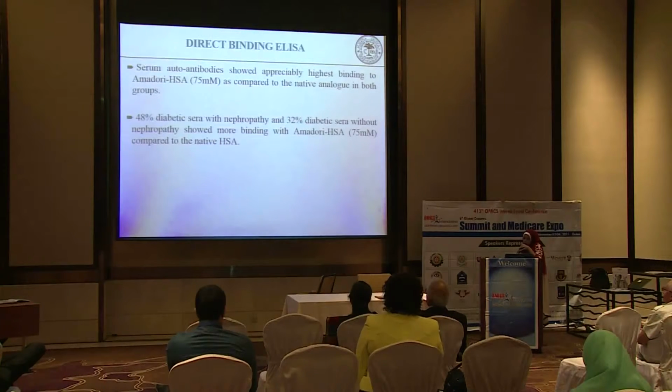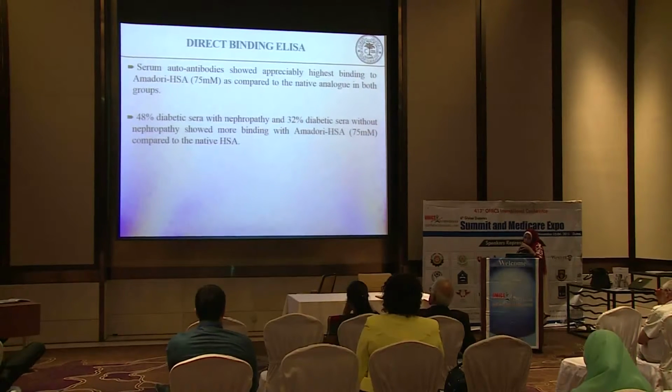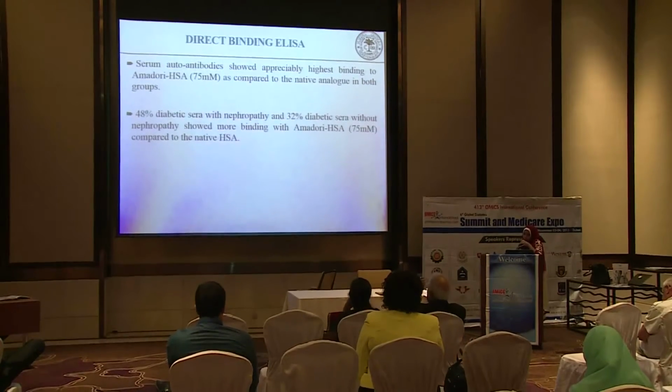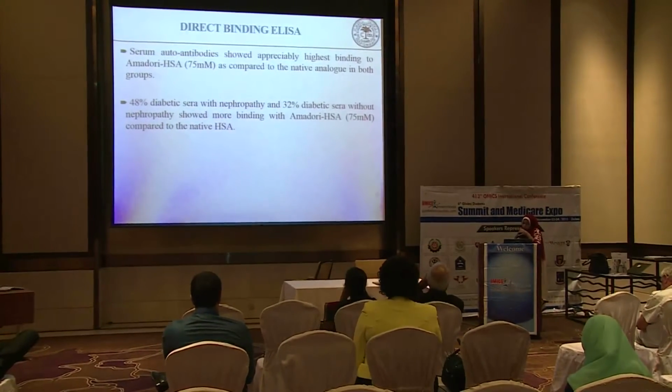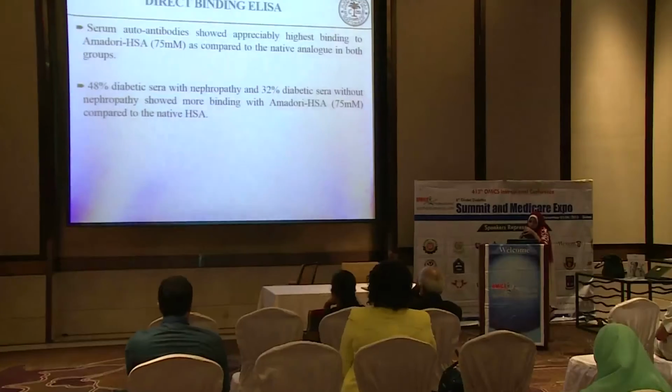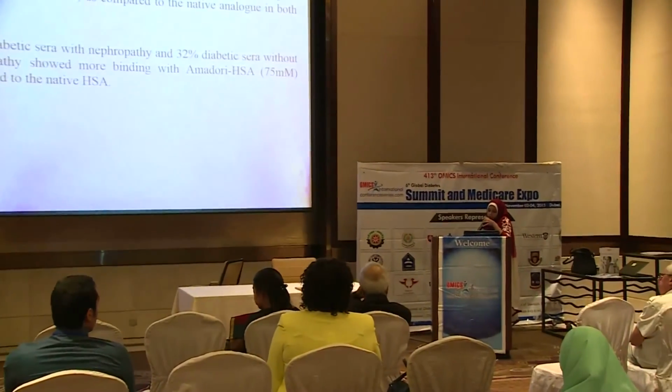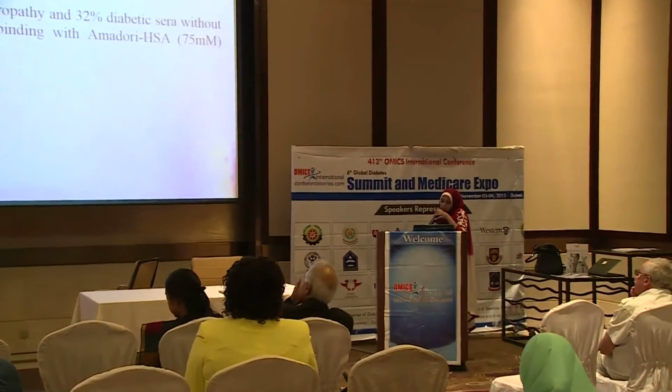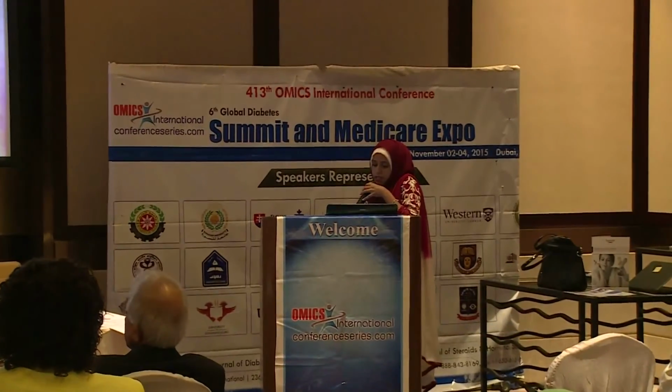So the direct binding ELISA result shows that serum autoantibodies show appreciably highest binding to the Amadori-HSA as compared to the native analog in both diabetic groups. 48% diabetic sera with nephropathy and 32% diabetic sera without nephropathy show more binding with Amadori-HSA that is modified with 75 millimolar glucose as compared to the native HSA.